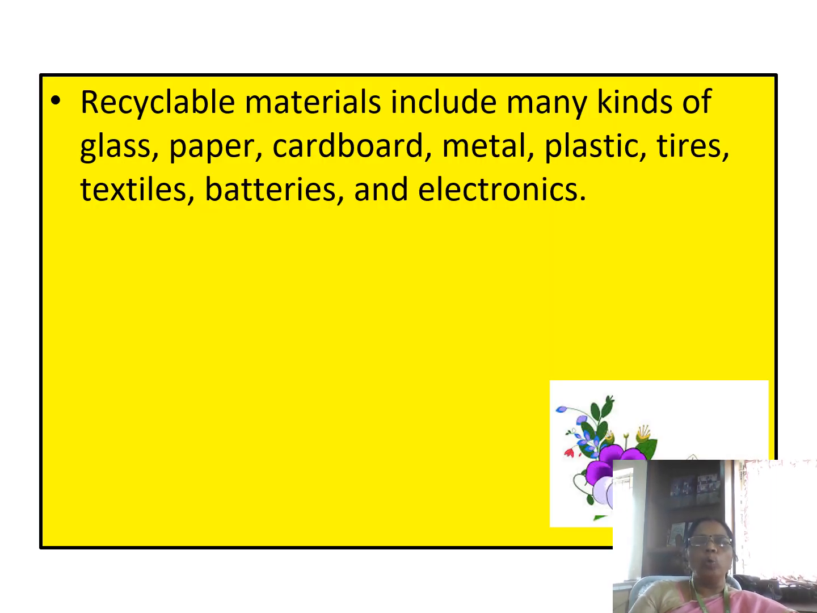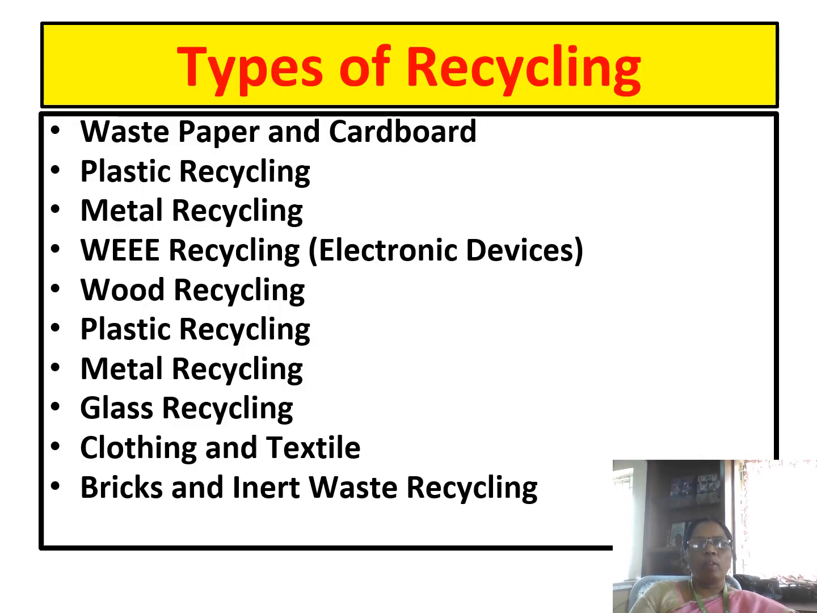Recyclable materials include many kinds of glass, paper, cardboard, metal, plastic, tires, and whatnot. So there are varieties of recycling that exist in the environmental engineering world. They are waste paper and cardboard recycling, plastic recycling, metal recycling, waste electronic device recycling, wood recycling, glass, then clothing and textile, and bricks and inert waste recycling.